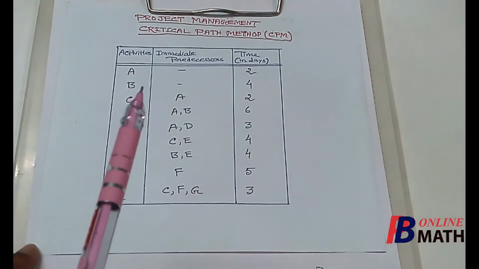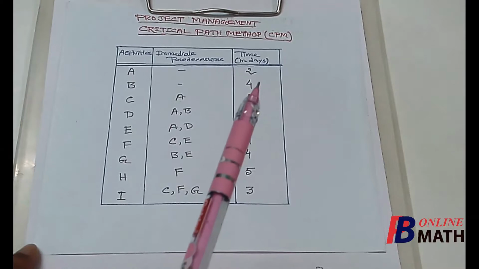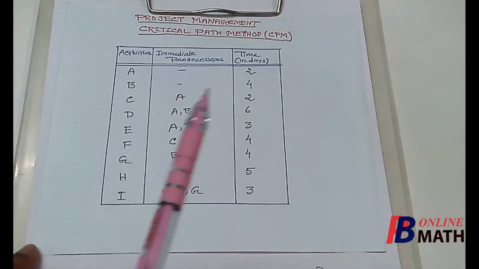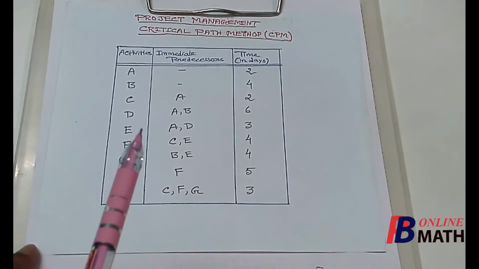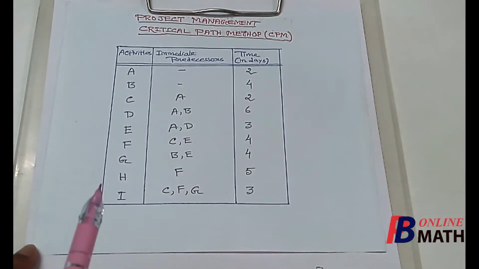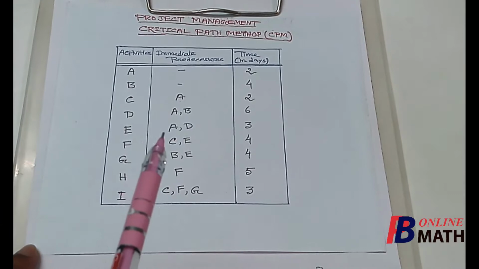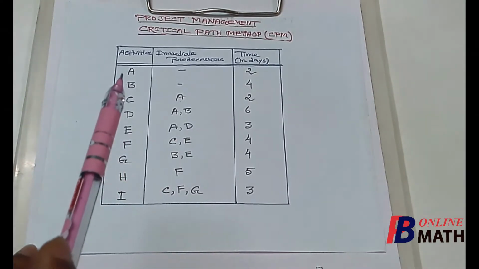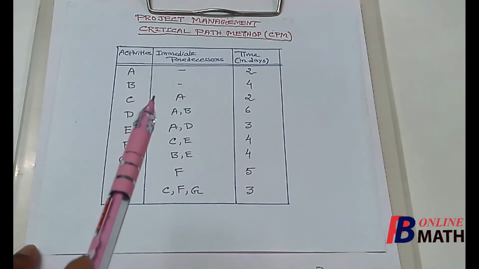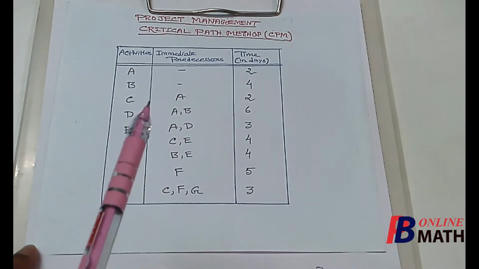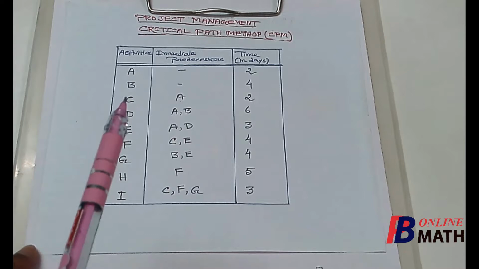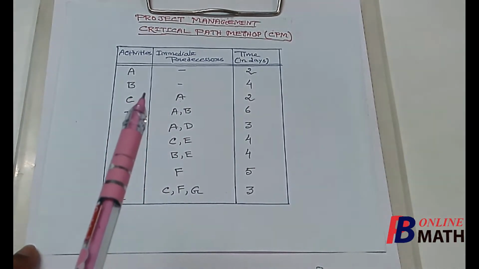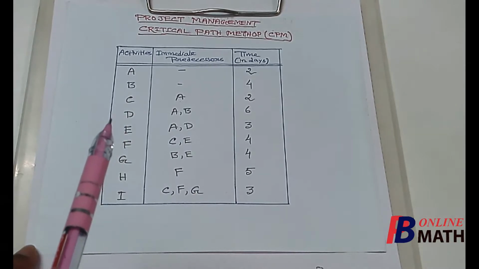So the time required to complete the activity A is 2 days. Similarly, the time required to complete the activity B is 4 days, and similarly for the other activities. And also the immediate predecessors of the activities are given. As for example, the activities A and B have no immediate predecessors. That means the activities A and B do not depend on the other activities. We can start the activities A and B immediately.